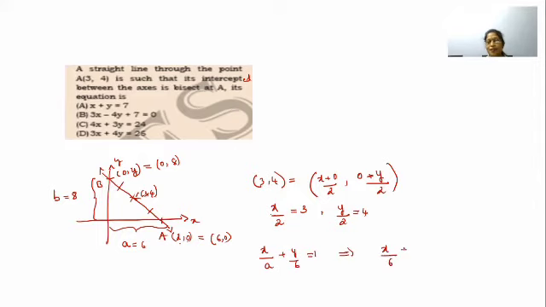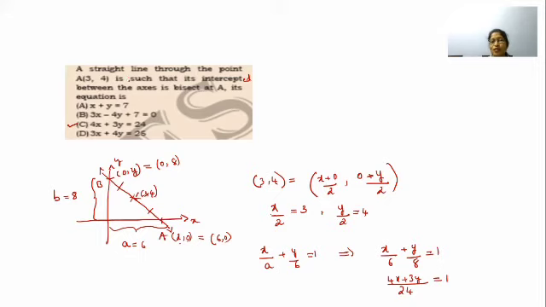x by 6 plus y by 8 equal to 1. You take the LCM. The LCM is 24, isn't it? For 6 it is 4, and for 8 it is 3, so 4x plus 3y equal to 24. So which is the right answer? Option C, 4x plus 3y is equal to 24. This cannot be done by mere inspection. You need to follow these steps, and this works out very easily.